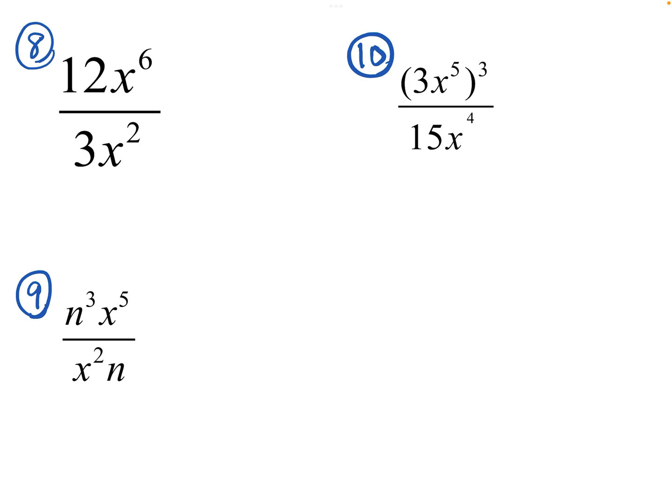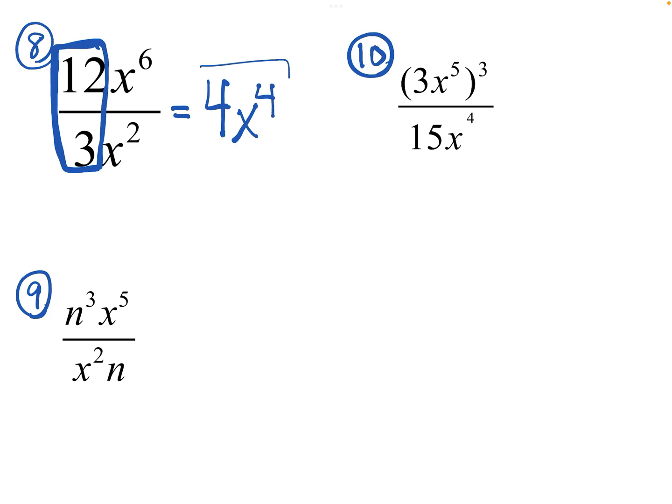All right, let's do number 8. First of all, you have to do the math with the coefficients, just like we talked about on Tuesday. You have to do regular math with coefficients. You should not do 12 minus 3. If you wrote 9, you're overusing the quotient rule. This should be 4. And you have x to the 6th over x to the 2nd. That's going to leave me with 4x to the 4th power.